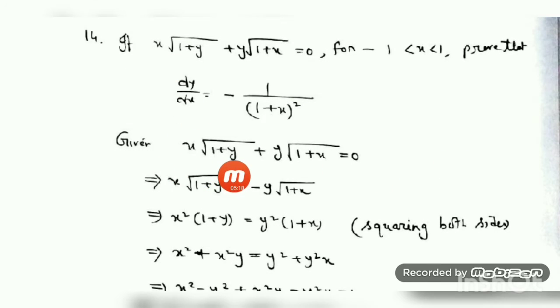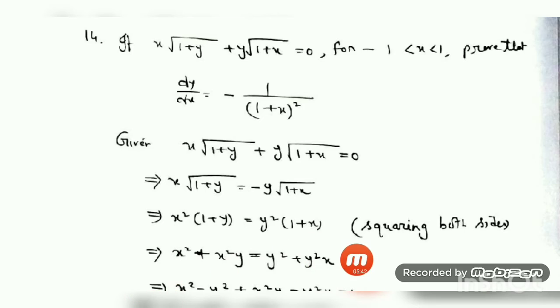x under root of 1 plus y, plus y under root of 1 plus x. To remove the square root, I just bring one of the terms to the right side, so that if I square it, the square root will be removed. And I just bring this to the right side. This is the way of removing the square root symbol. So squaring, we got x square into 1 plus y, here the square root will be removed, equal to, squaring this positive, y square into 1 plus x.